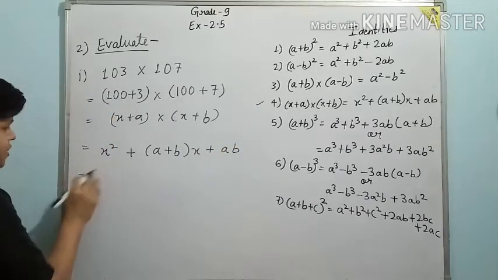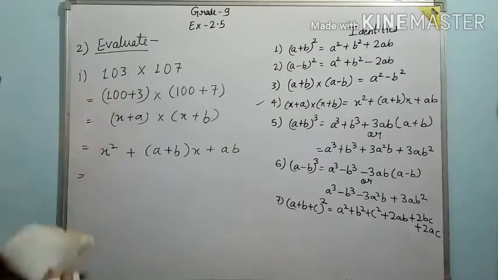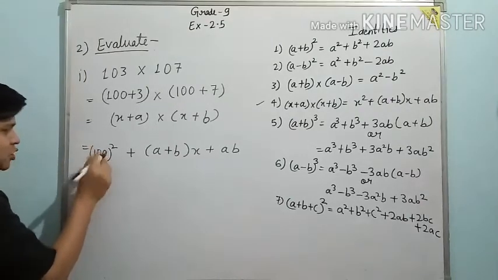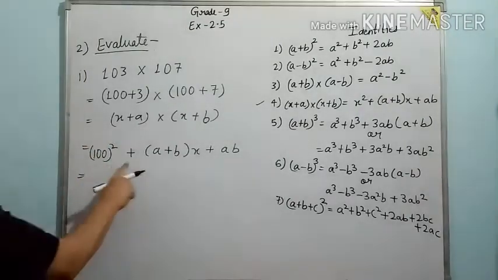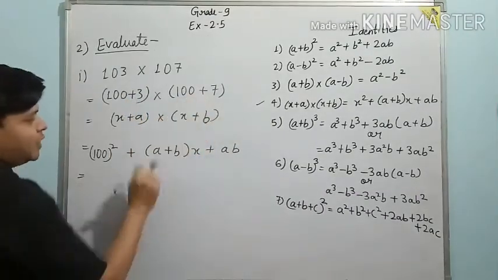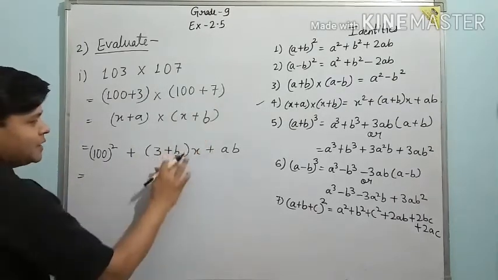So let's put the values. What is x? X you all can see x is 100. So remove this x from here and write here 100. That means square of 100 plus a plus b. So what is a? A is 3 and b is 7. So let's replace a by 3 and b by 7.